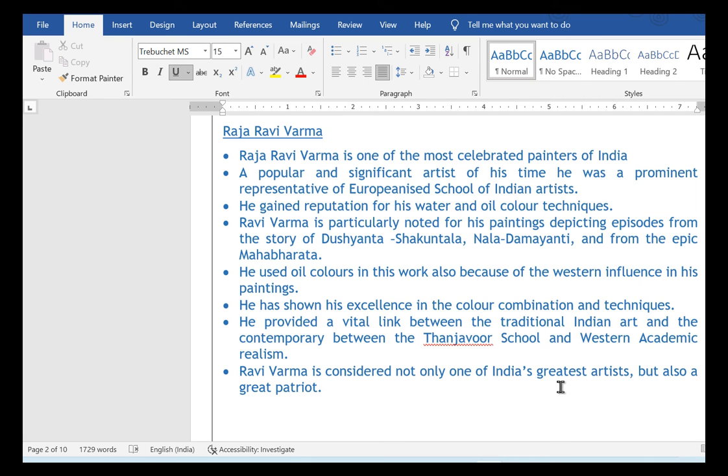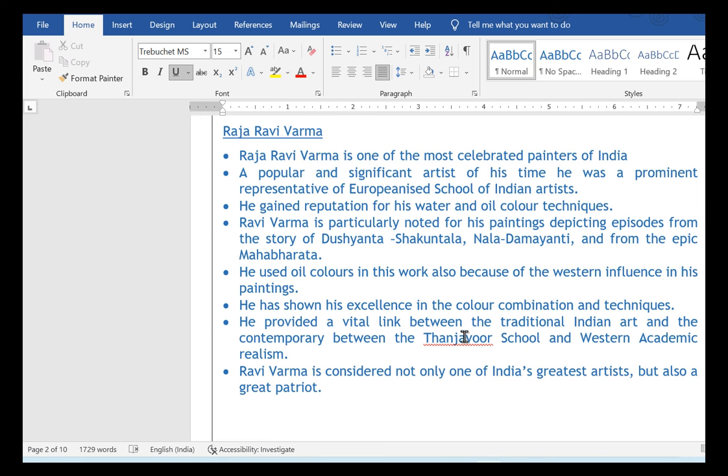More about Ravi Varma. He is one of the most celebrated artists in India. He is a popular and a significant artist. He was a prominent representative of the Europeanized school of Indian arts. He gained reputation for his water and oil color techniques. Ravi Varma is particularly noted for his paintings like Dushyanta Shakuntala, Nala Damayanti, and other episodes from the Mahabharata. He used oil colors in his work because of the Western influence in his paintings. He has shown excellence in the color combination and techniques.